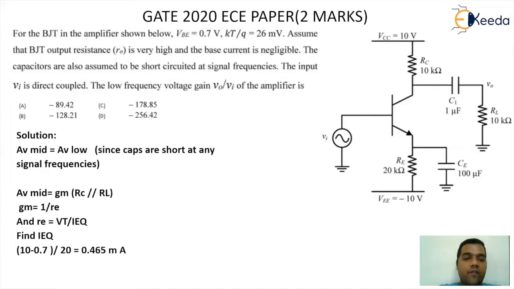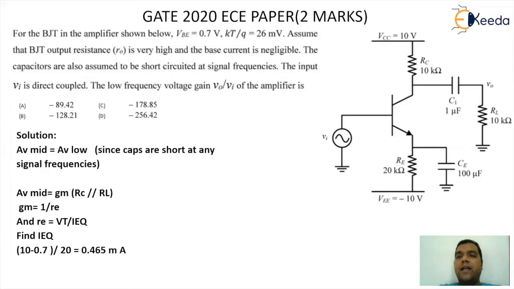Once you get the value of IE, you will substitute it in the expression for re. The value of VT is given, which is KT by Q, as 26 millivolt. Solving that, you will get the value of small re, and if you take an inverse of that, you will get the value of gm. You can also directly calculate gm as IEQ by VT. Then we can put the values of RC and RL in the equation. RC and RL, both of them are 10K.